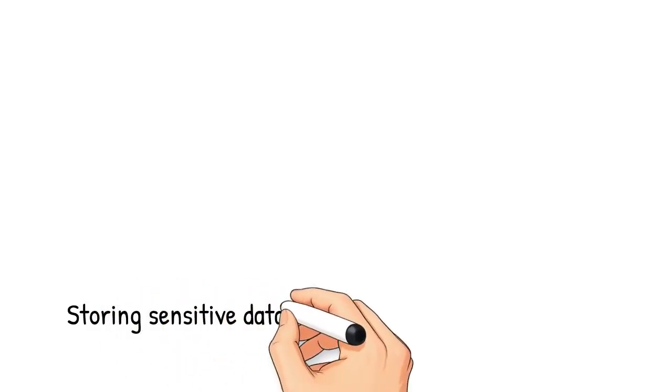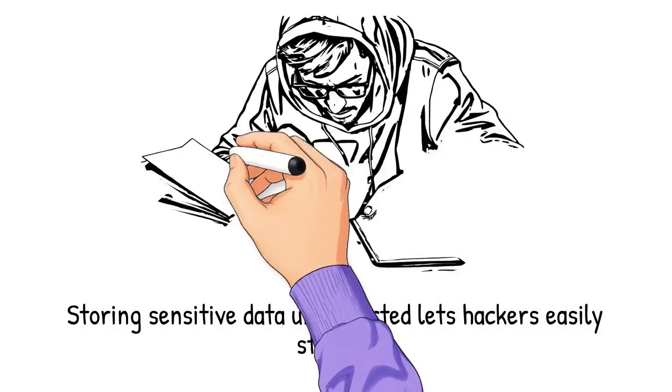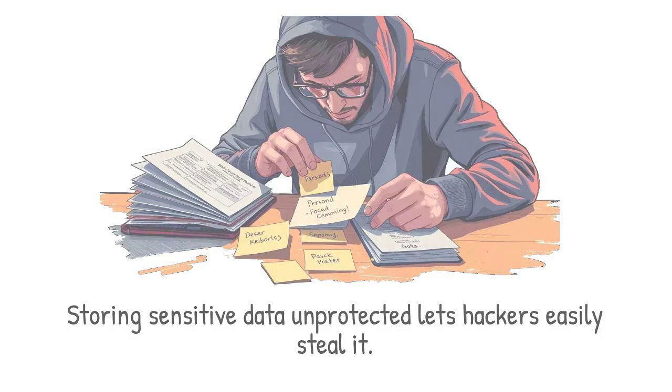Insecure data storage, sensitive data stored like a note on a table. Apps store data locally. If they store sensitive data without encryption, hackers can extract it. Common mistakes: storing passwords in plain text, tokens without encryption, personal data in shared preferences, files unprotected.